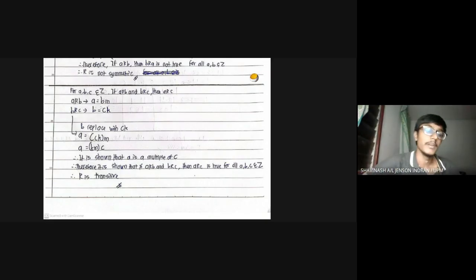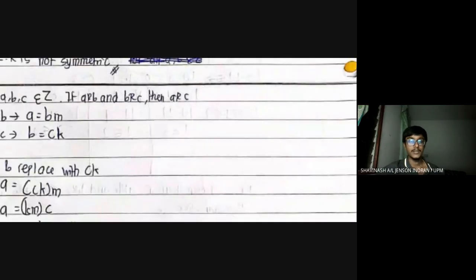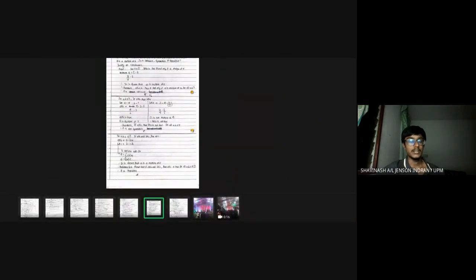So this KM, we assume it's an integer, and it times C gives A. So it is shown that A is a multiple of C. Now we need to conclude. It is shown that if A R B and B R C, then A R C is true for all A, B, C subset of Z. So R is transitive. Okay, shall we move on to the next question?